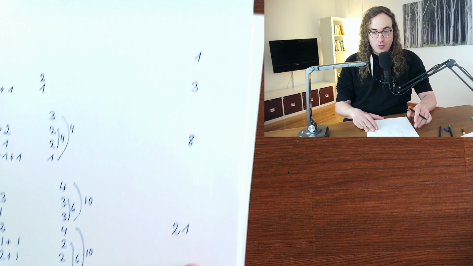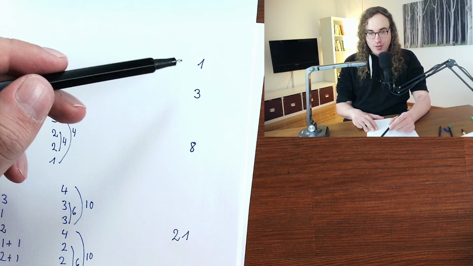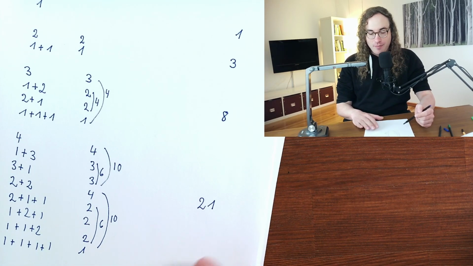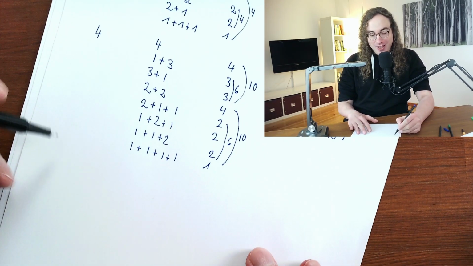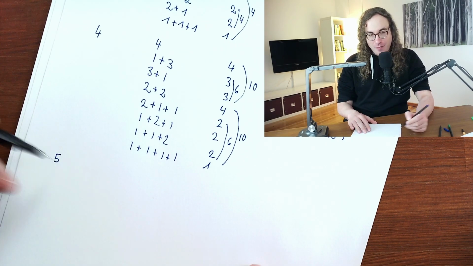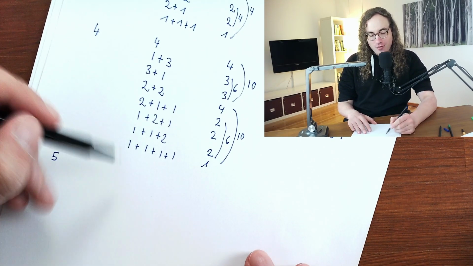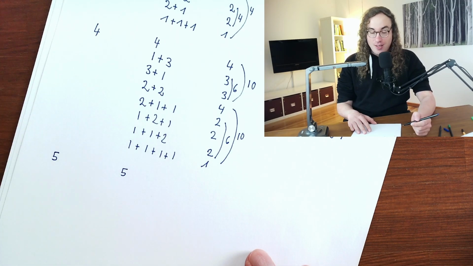So, do you see a pattern in these numbers? 1, 3, 8, 21. Let's do one more. I know it's crazy, but it's super tedious. But just for the heck of it, to see the pattern. So, of course, I can write a single 5.